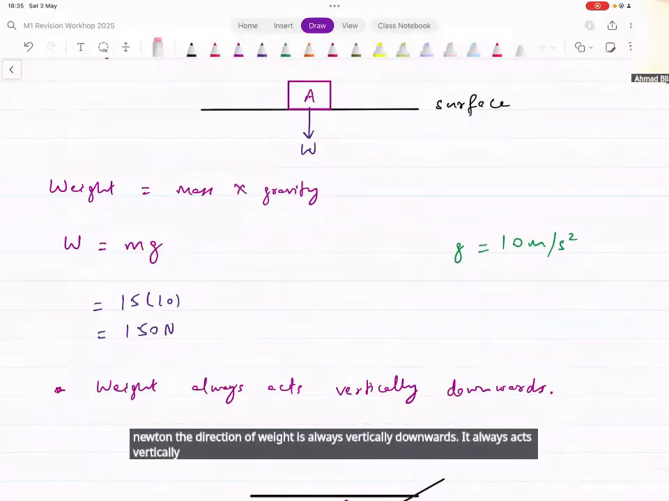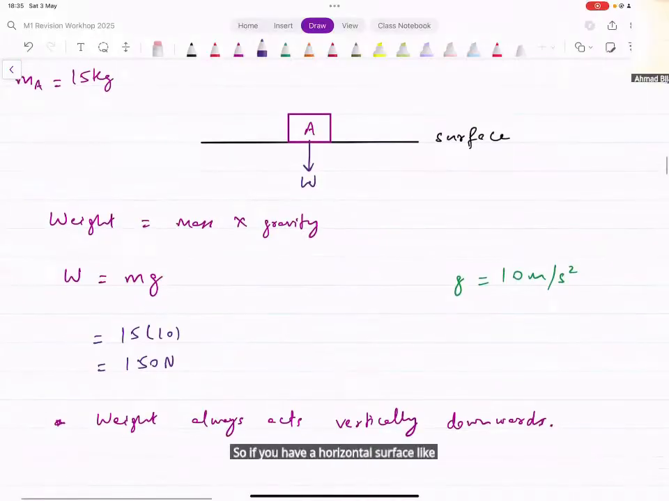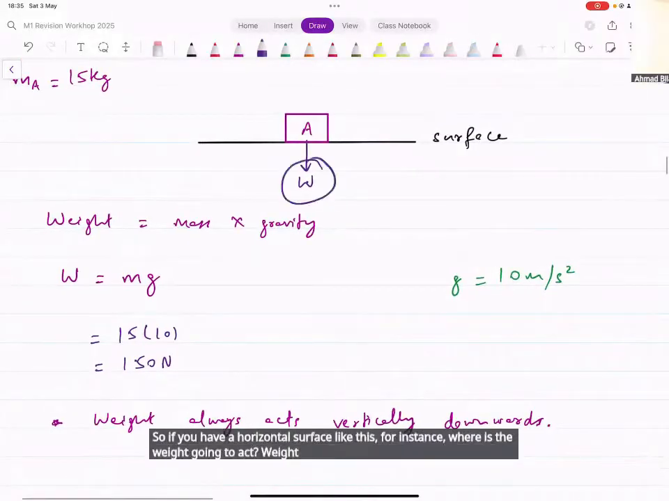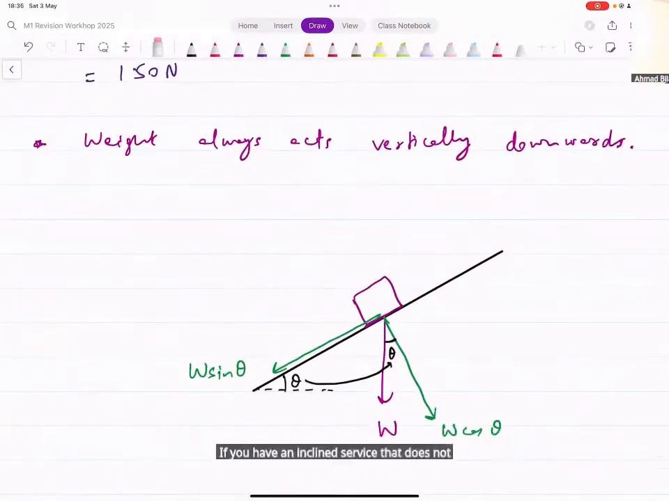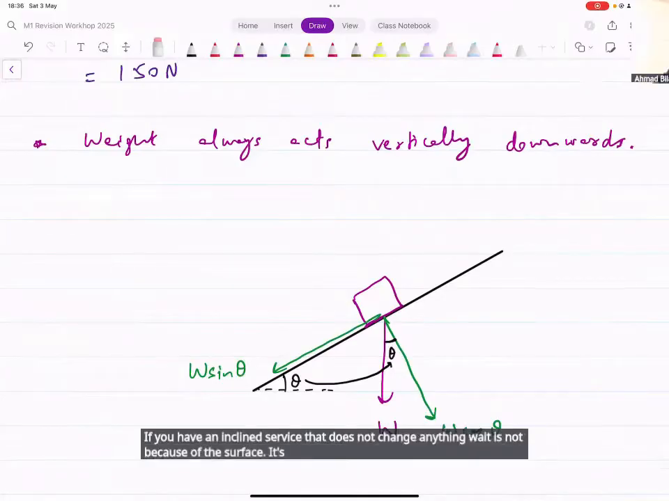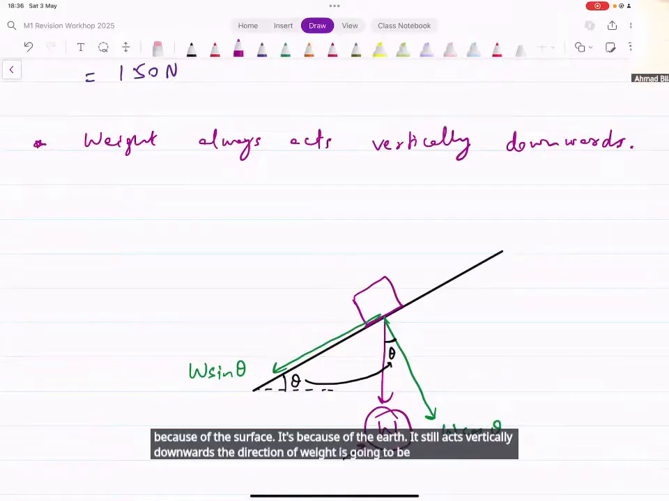That's important. So if you have a horizontal surface like this, for instance, where is the weight going to act? Weight is going to act vertically downwards in this direction. If you have an inclined surface, that does not change anything. Weight is not because of the surface, it's because of the Earth. It still acts vertically downwards. The direction of weight is going to be this. It acts vertically downwards like this.